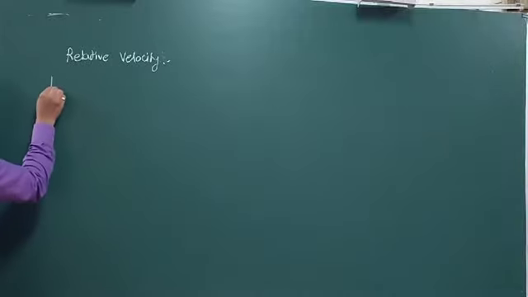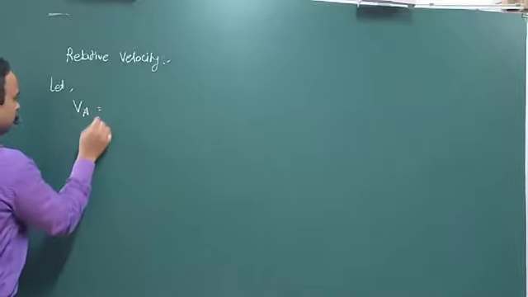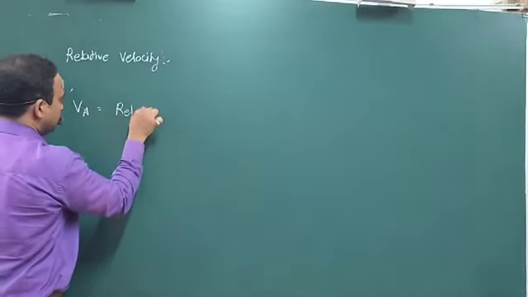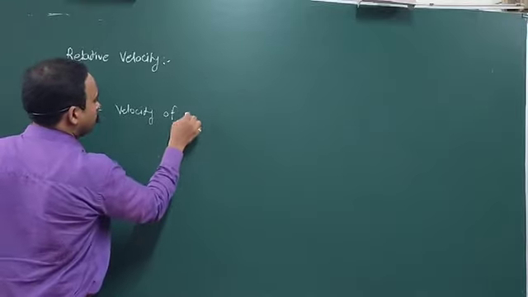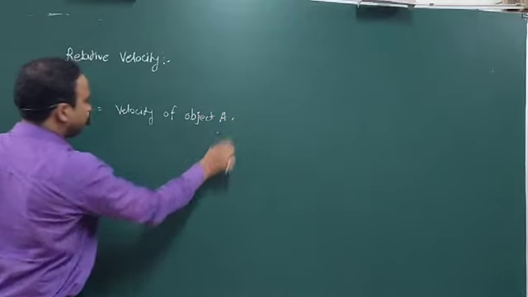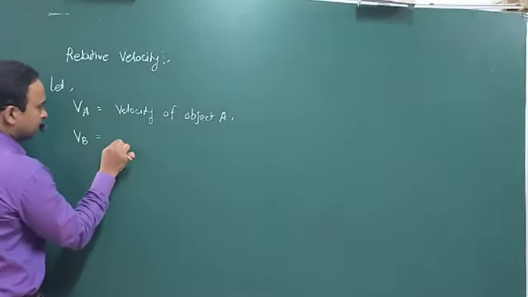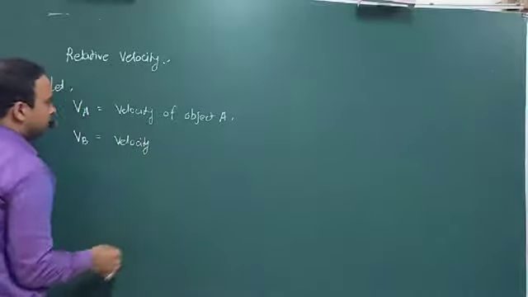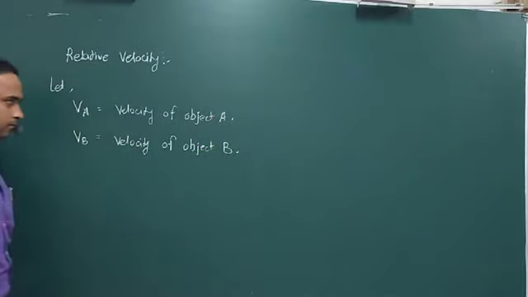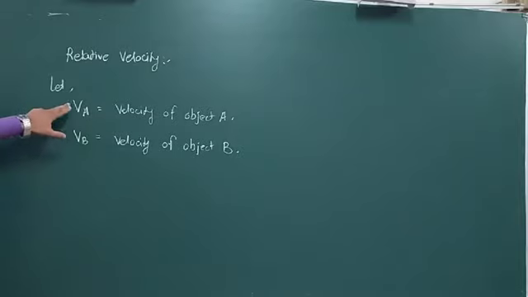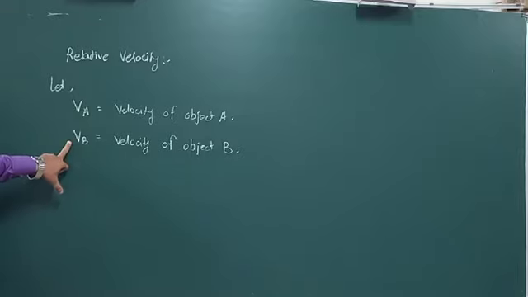Now let VA be the velocity of object A, and VB be the velocity of object B. Now the relative velocity of object A with respect to object B.